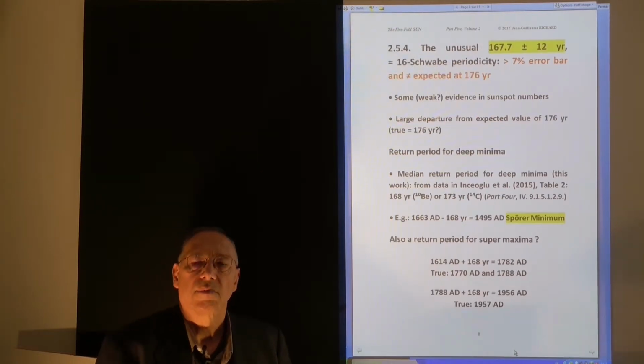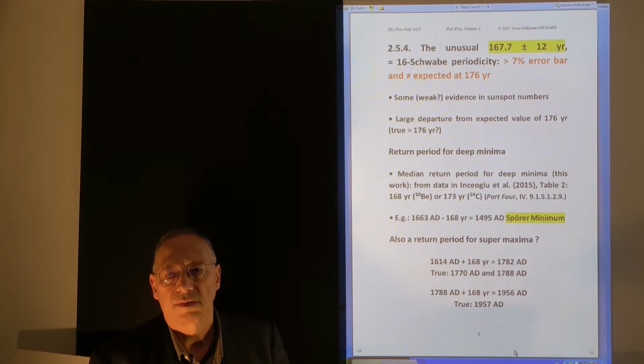The second period for which the integral number of Schwabe cycles is a power of 4 is found around 168 years, with a very large error bar of about 7%. It approaches 16 Schwabe cycles. There is some evidence in sunspot numbers, a large departure from the expected value of 176 years. And again, it seems that this maybe is a return period for deep minima.